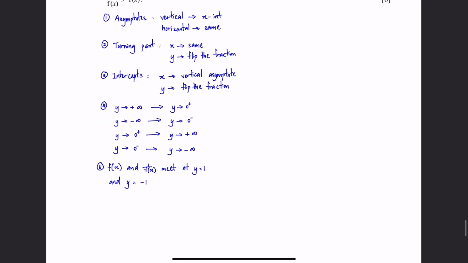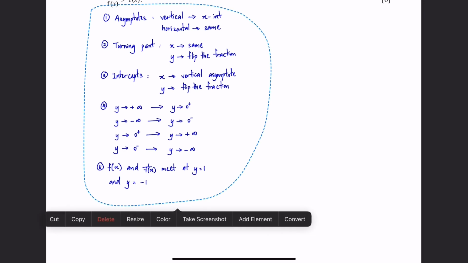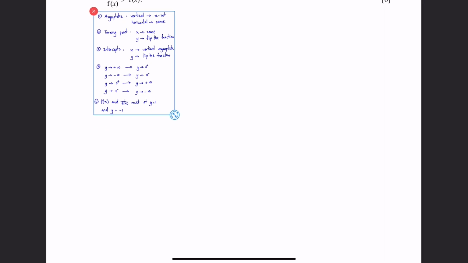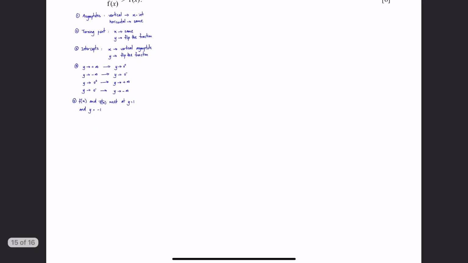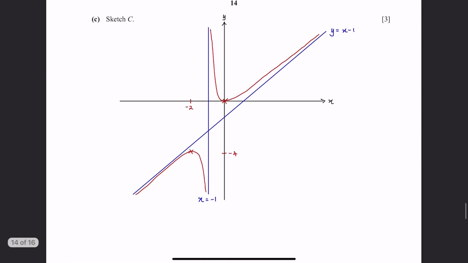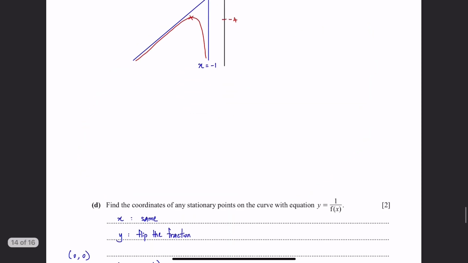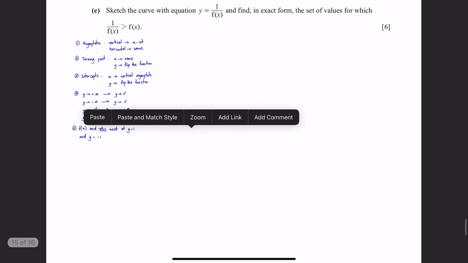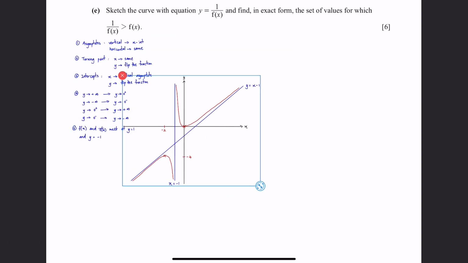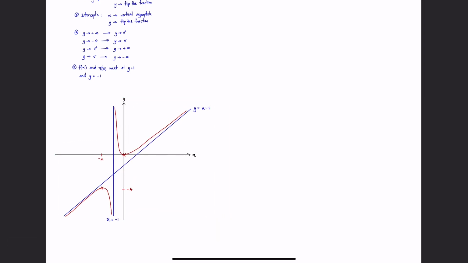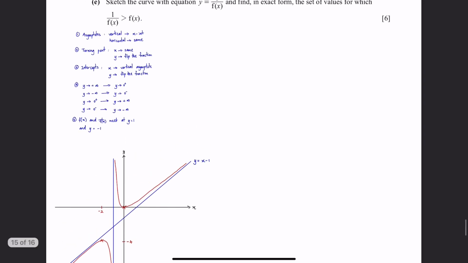I will make this smaller so we can refer to it, but it doesn't block out the space. And I'll copy this graph so that we can refer to it later. Okay, so let's draw the new graph.